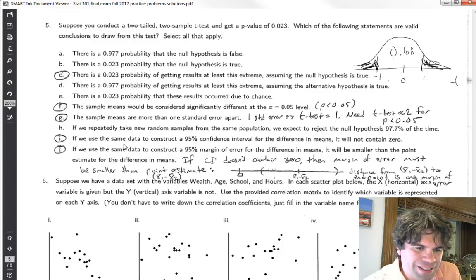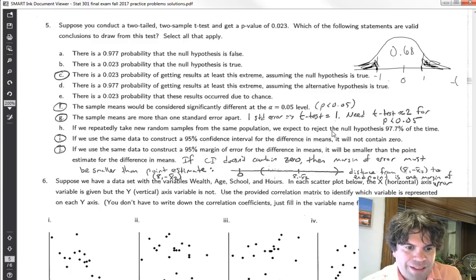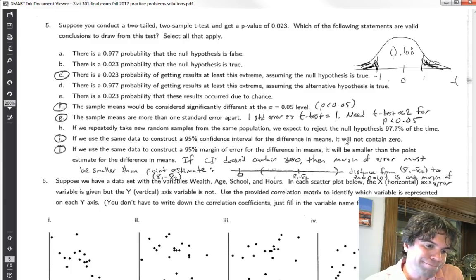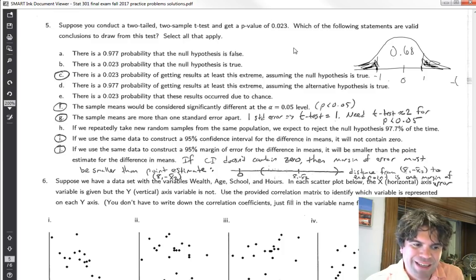The closest thing this is kind of like is if we were interpreting a 95% confidence interval, we could say if we repeatedly take new random samples from the same population, we expect that whatever the true population difference is will be captured within 95% of all confidence intervals. If we were talking about p-values, we could say if we assume the null hypothesis is true and then take new random samples from the same population, we should only get p less than 0.05 5% of the time, but that is not what it says in H.